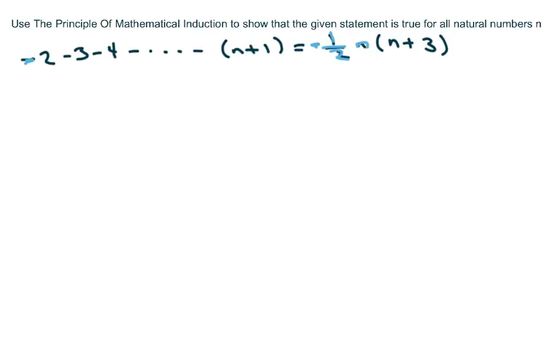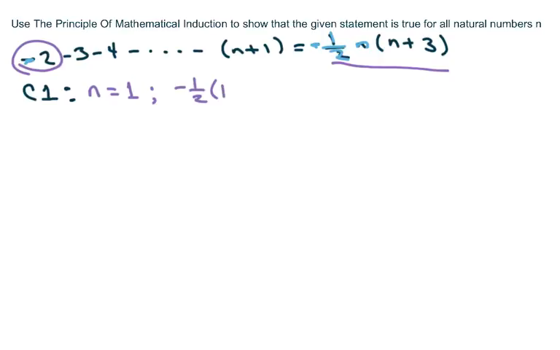So the first thing we're going to do is check for condition 1. That means when I plug in 1 into the sum here, it should equal negative 2. So we're going to check for n equals 1. We have negative 1/2 times 1 times 4, 1 plus 3, so we get negative 1/2 times 4 equals negative 2, which does equal our first term. So that checks. And now we're going to check for condition 2.